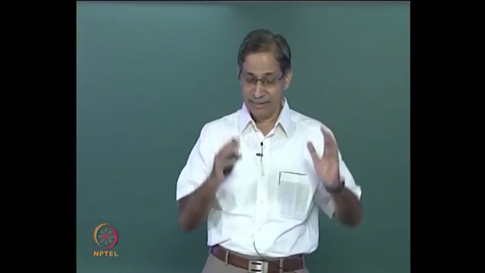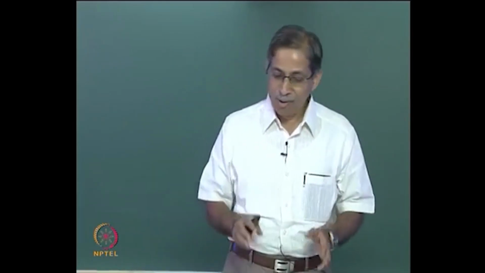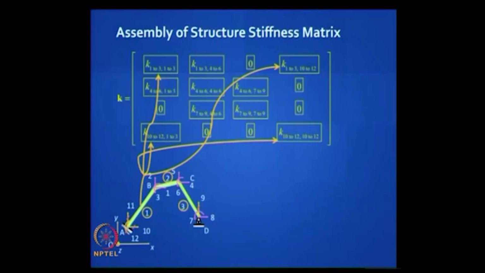It's 12 by 12. And we have these small 6 by 6 matrices, which we can again partition into 3 by 3, 3 by 3, 3 by 3, 3 by 3, and we need to put the right 3 by 3 box in the right slot. So all you have to look at is connectivity. Now let me help you. Take the first element. The first element is connected to nodes 10, 11, 12 and 1, 2, 3.